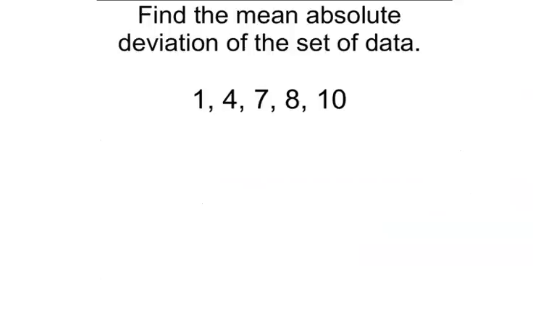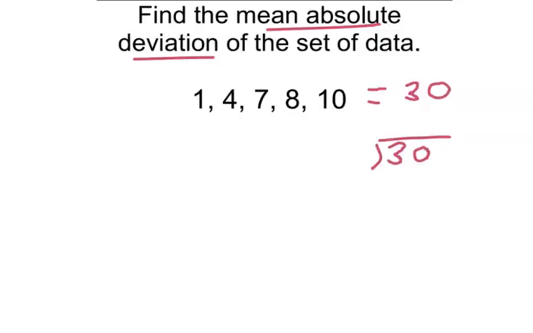Right, it says find the mean absolute deviation. All right, well, let's find the mean first. So we have 1 plus 4 plus 7 plus 8 plus 10. That gives us 30. Right, so to find the mean, we're going to do 30 divided by however many numbers are in the data set. 1, 2, 3, 4, 5. Okay, so we have 30 divided by 5.